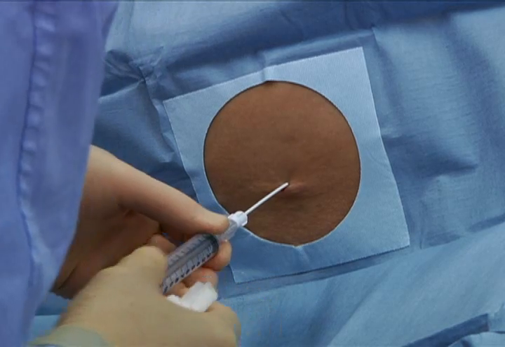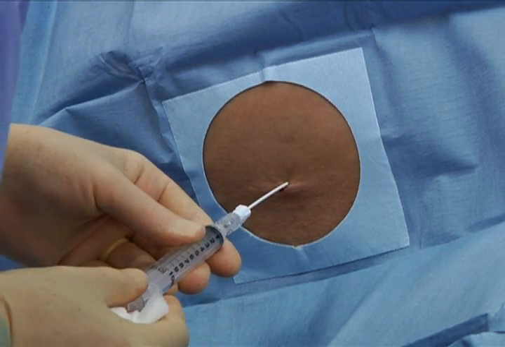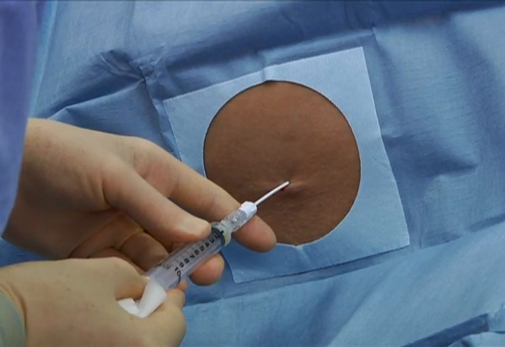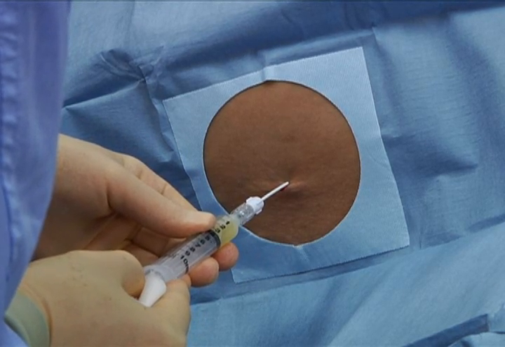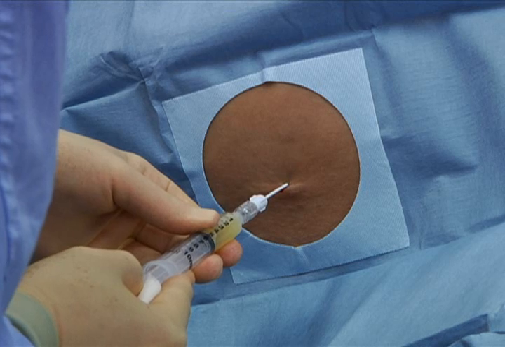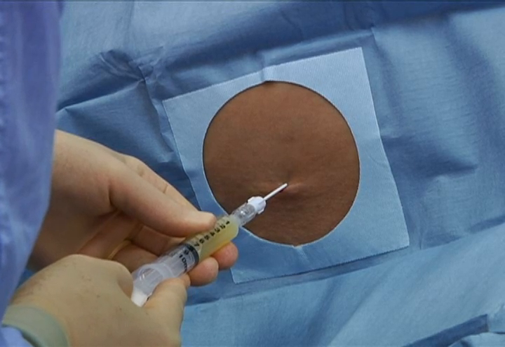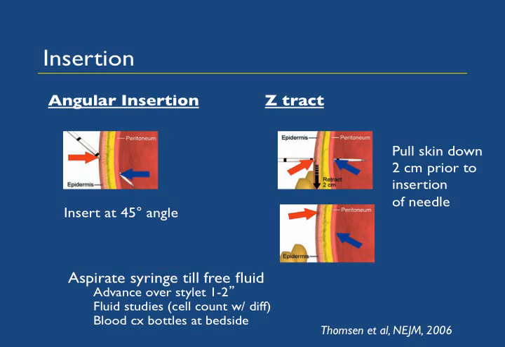For initial insertion, attach a 5 to 10 cc syringe to the catheter needle device to obtain fluid for analysis. When you insert your catheter needle, it is important to use one of two techniques, either the angular insertion method or the Z-track method. The angular insertion method involves use of a 45-degree angle to skin to insert your needle. The Z-track involves pulling the skin down 2 centimeters prior to inserting your needle in a perpendicular fashion.